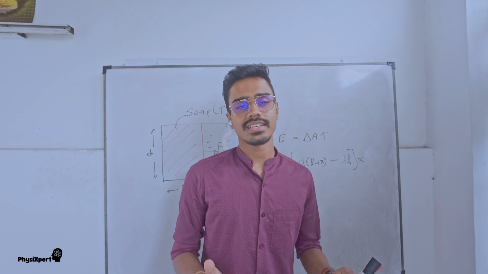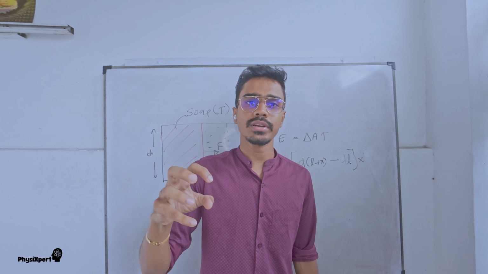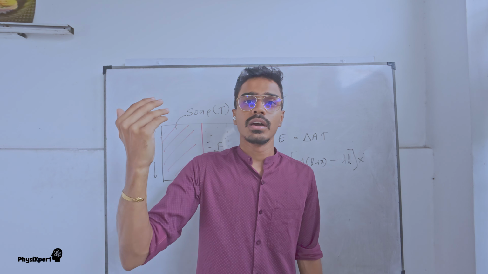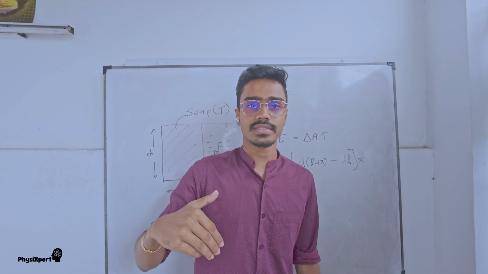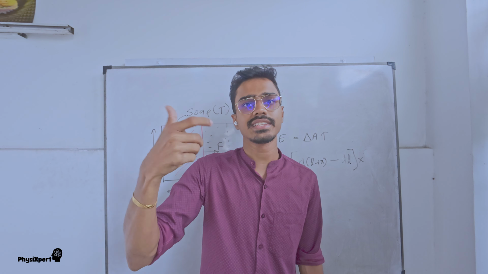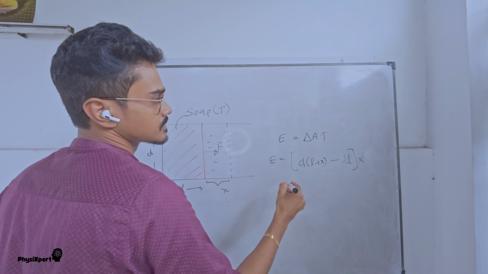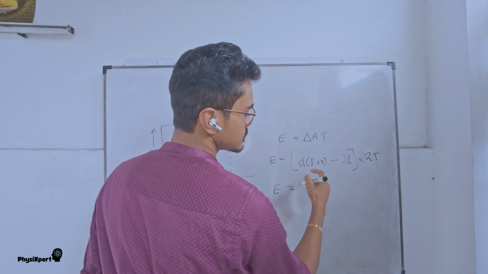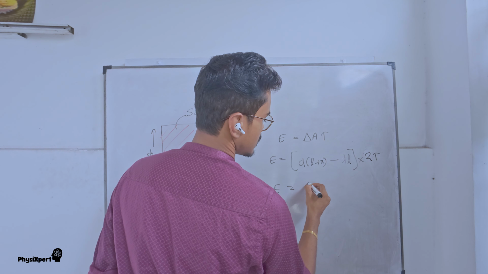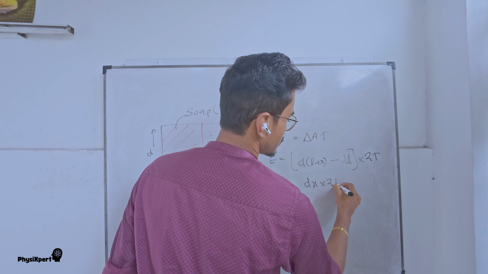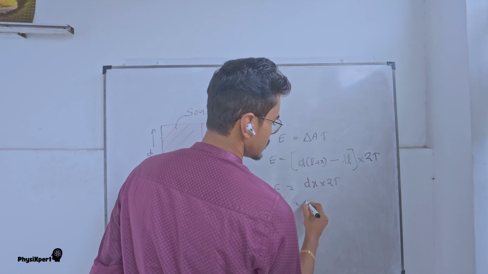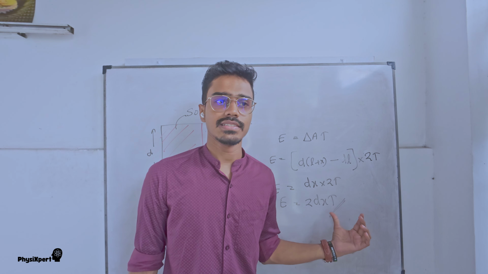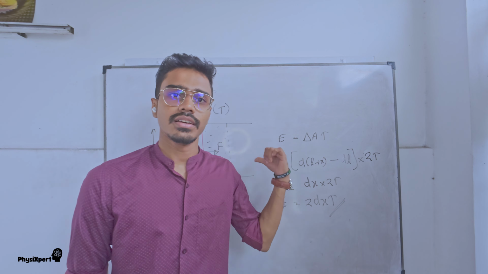When we are using surface tension equations for soap, we have to use 2T instead of T, because soap membranes, soap films, are in contact with the atmosphere from both sides. So we are using 2T instead of T. Simplify this: Dx into 2T. So E equals 2DxT, and this is the work done in this case.